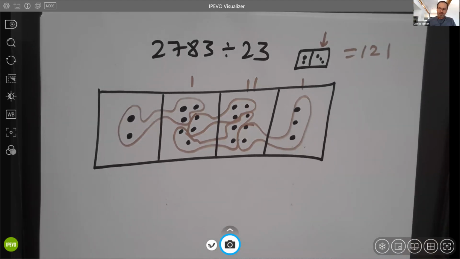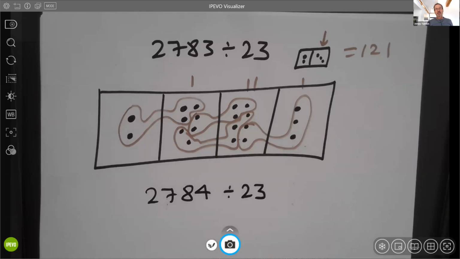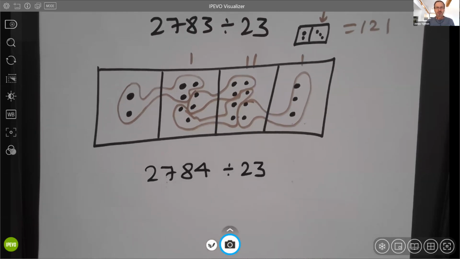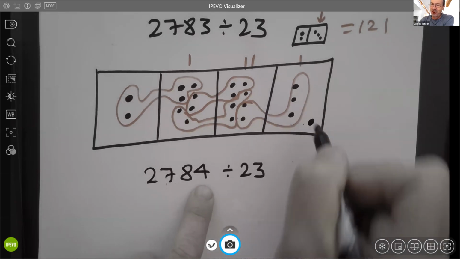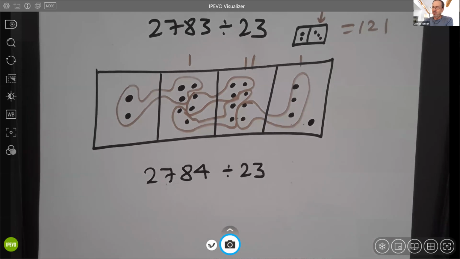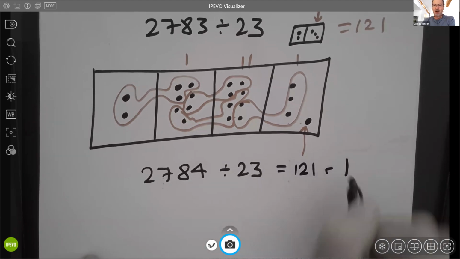Oh, I have a question. What have I asked for if I ask for 2784 divided by 23? How would that change? What would change in the problem? You would have a remainder of 1. Yeah, because here's 2783, but I want 2784, which means I've got an extra dot. So this extra dot would just be sitting there, thinking, what are we going to do with that extra dot? And you would say, I guess the answer is still 121 with a remainder of 1.